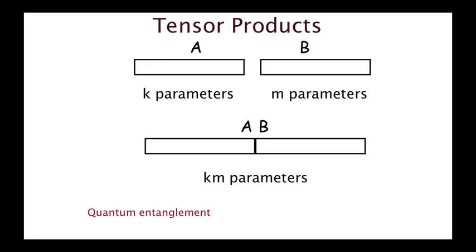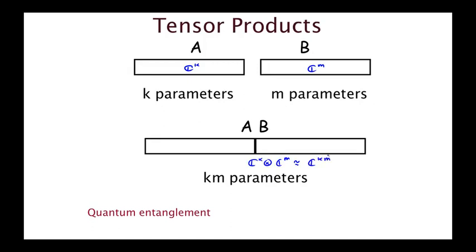But when you take a tensor product of these two systems, which is what you have to do quantumly, then the number of parameters you need to describe this composite system is k times m. Another way of saying this is, if this space is C^k and this one is C^m, those are the two Hilbert spaces, then this composite system is represented by C^k tensor C^m, which is isomorphic to C^(km).